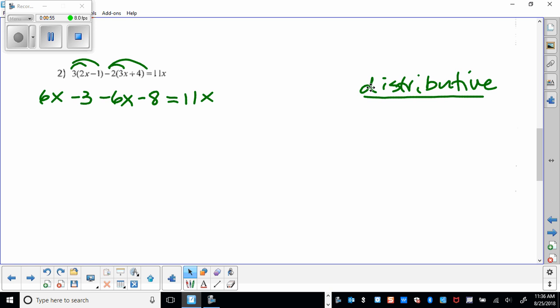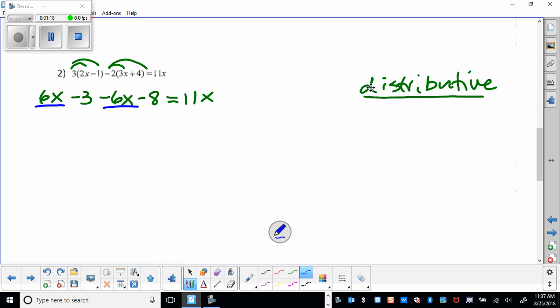How did I get to the green equation? The distributive property. So now I'm going to combine like terms. You always tidy up each side by combining like terms if you can, because it reduces your steps. And so I notice over here I've got 6x minus 6x, right?